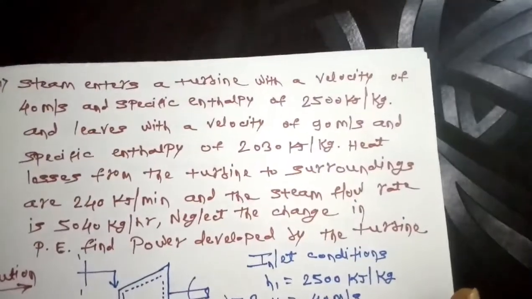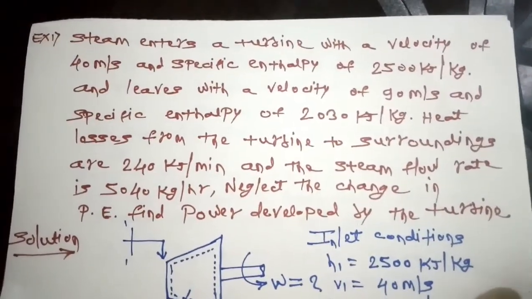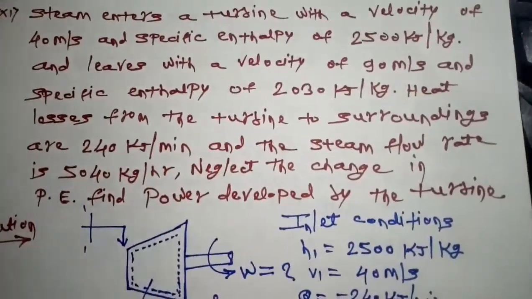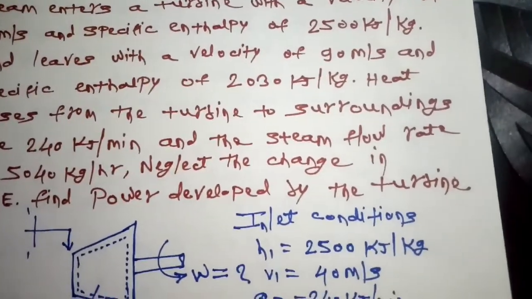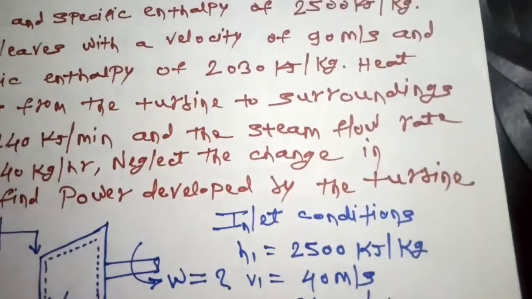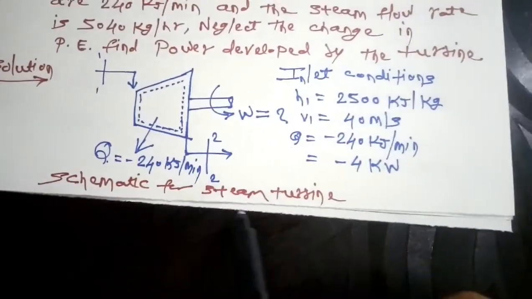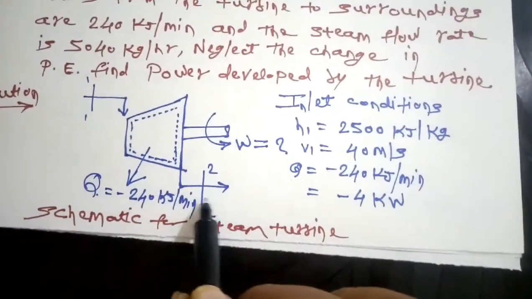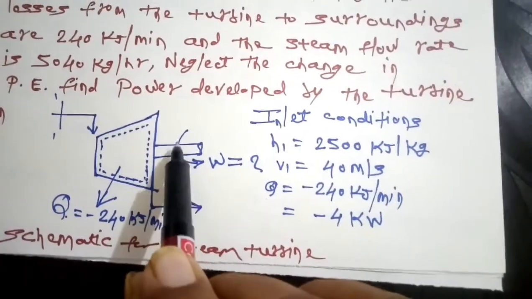So this is the problem based on steady flow energy equation. Now let us first try to understand the function of a steam turbine. So steam turbine is a device which converts heat energy of a steam into the kinetic energy and then to rotational energy. So this is the schematic representation of a steam turbine. These are the inlet conditions we have shown here. So this is the outlet and this is the rotational energy we get through the rotation of this shaft.